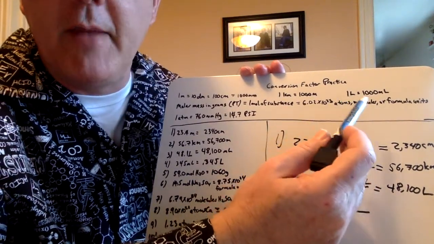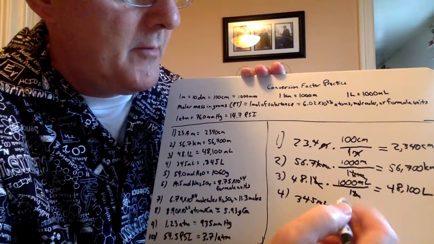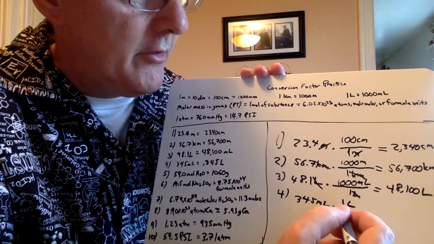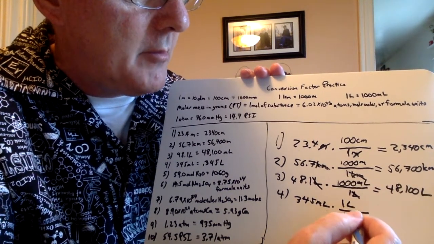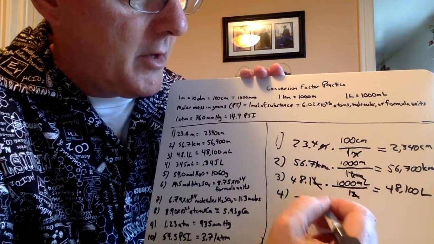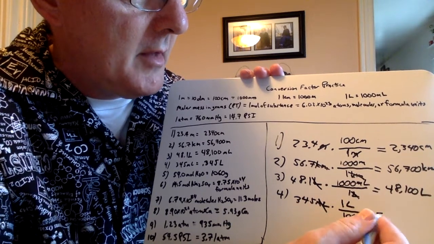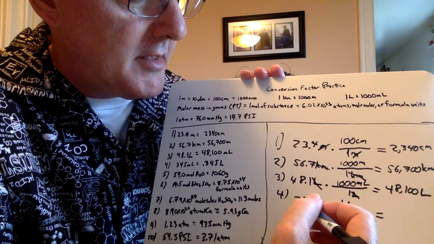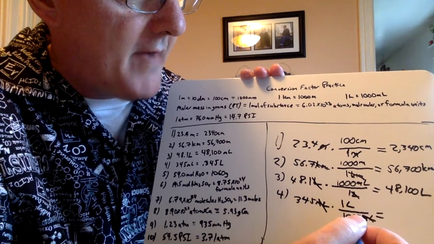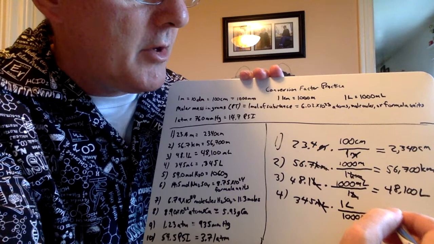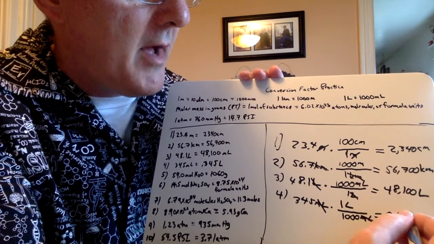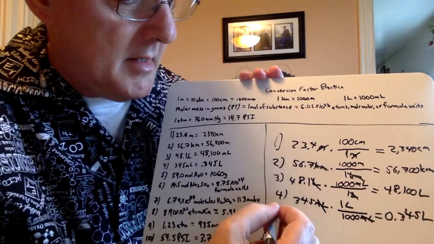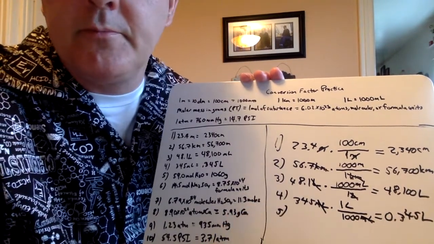So we're going to use that same conversion factor, but we're going to flip it. We're going to put 1 liter on top because now we're trying to change to liters, and we're going to put 1,000 milliliters on bottom. We're going to cancel the milliliters. Instead of multiplying 345 times 1,000, this time we're going to take 345 times 1 and divide by 1,000. And we're going to get 0.345 liters.